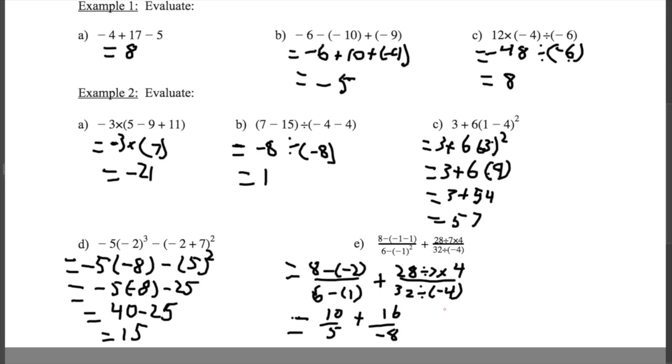Alright, so now we're just going to move all the way up here. So simplify the fractions, it would be 2 minus 2. 16 divided by -8 gives you -2. 10 divided by 5 gives you +2. And this will equal to 0.